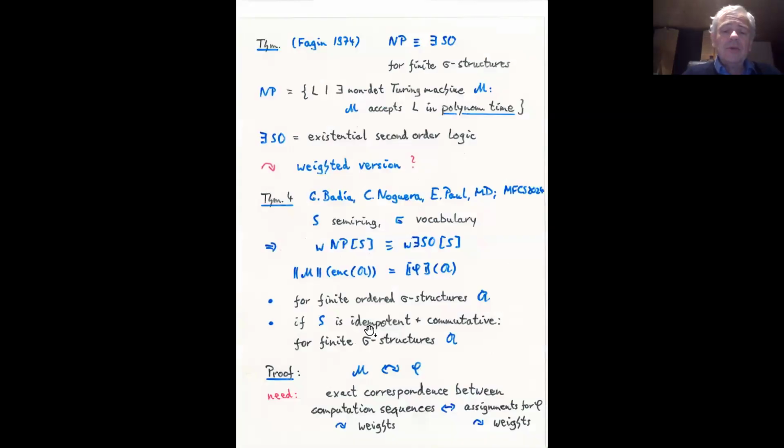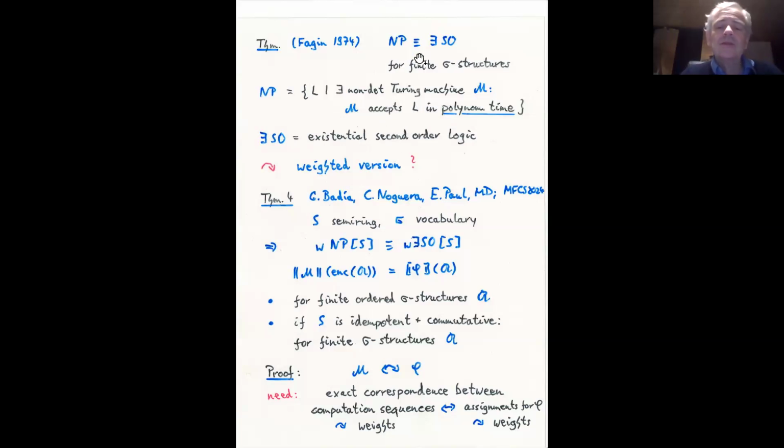Okay. And now I want to come to something more recent, but let me start with the following result of Fagin from 1974, which says that the complexity class NP is equivalent to existential second order logic for finite sigma structures. Sigma is a signature. NP is the class of all languages where there is a non-deterministic Turing machine which accepts L in polynomial time. So there is a polynomial such that each word is accepted in length bounded by the polynomial applied to the length of this word. And ESO is existential second order logic.